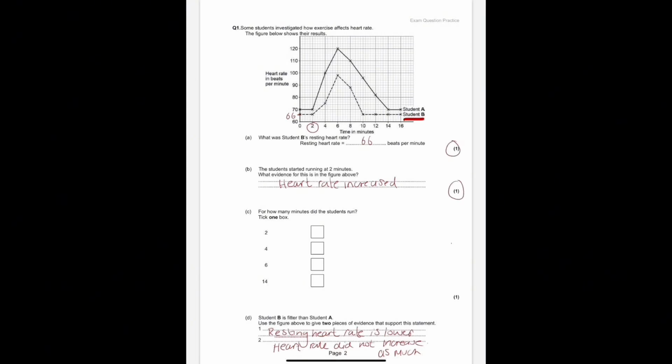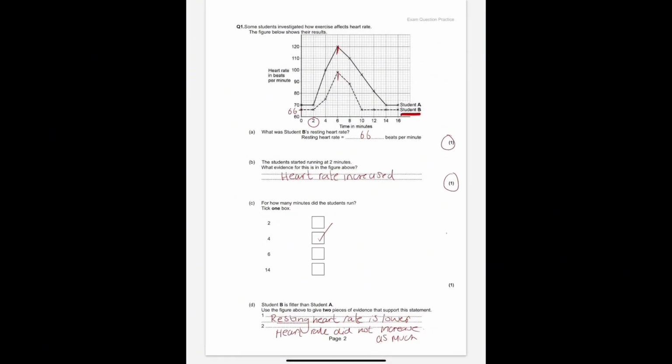For how many minutes did the students run? We can see on the graph that when the heart rate is increasing, that means they are exercising, they are running. As soon as the heart rate starts to decrease, which we can see over here and over here, that means they've stopped running. So they were basically running for 4 minutes, between 2 to 6, that's going to be 4 minutes. Okay. Let me just write that down over here.